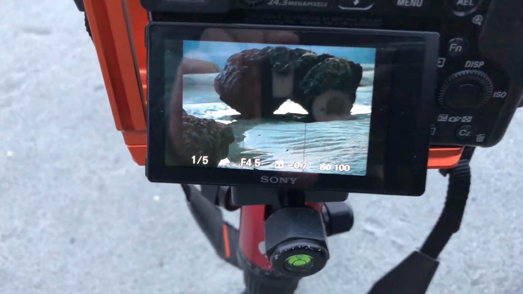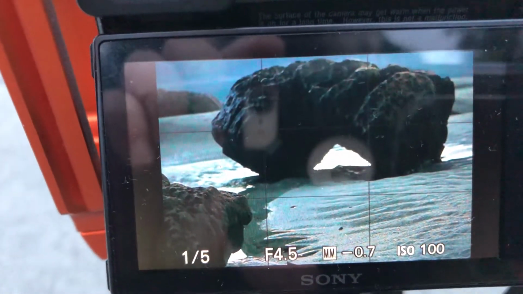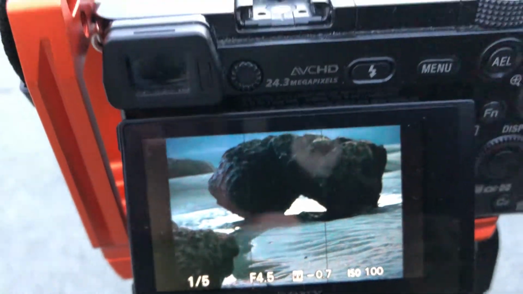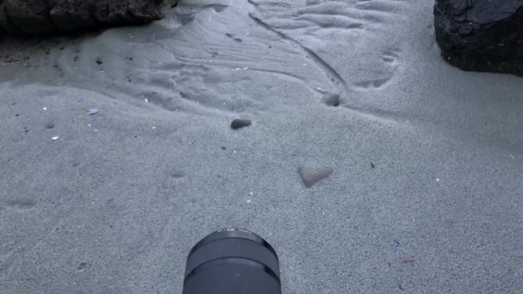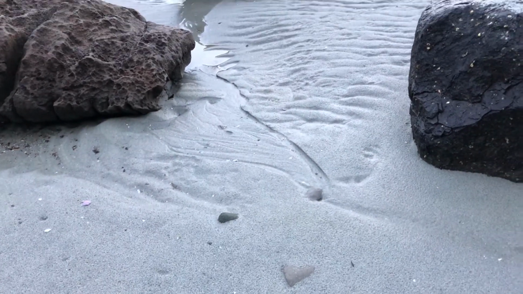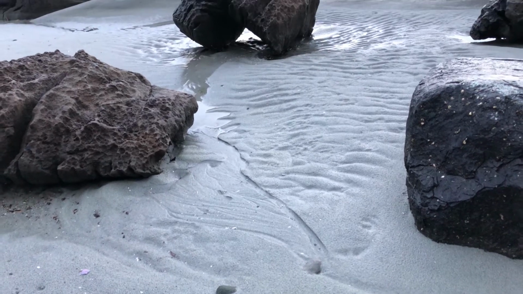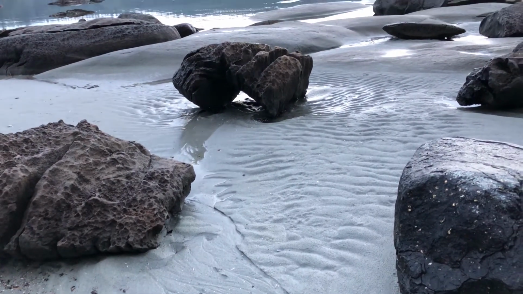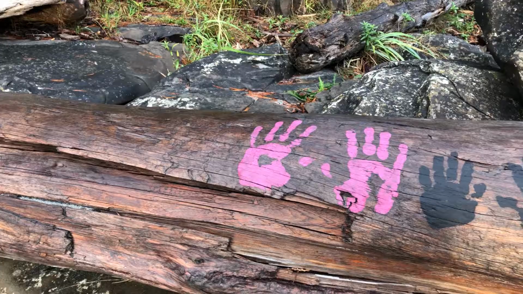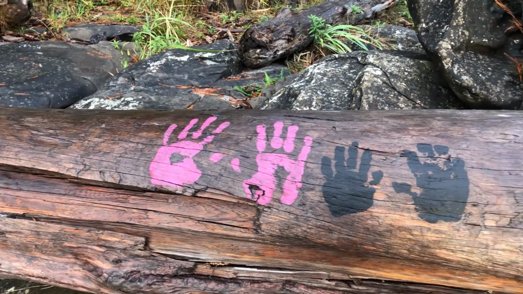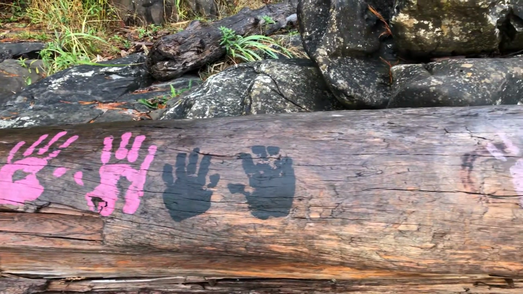Pattern is one fundamental of composition that can create a great deal of interest in an image. Pattern is simply anything that repeats itself. Patterns can be lines like these lines in the sand. Patterns can be shapes like these handprints on a log.